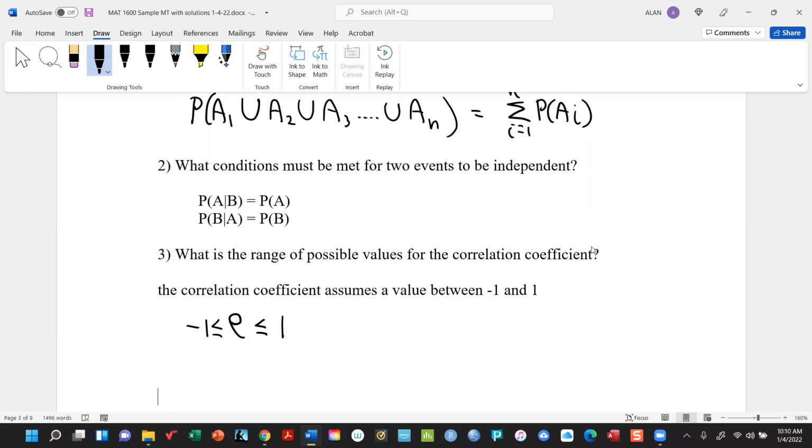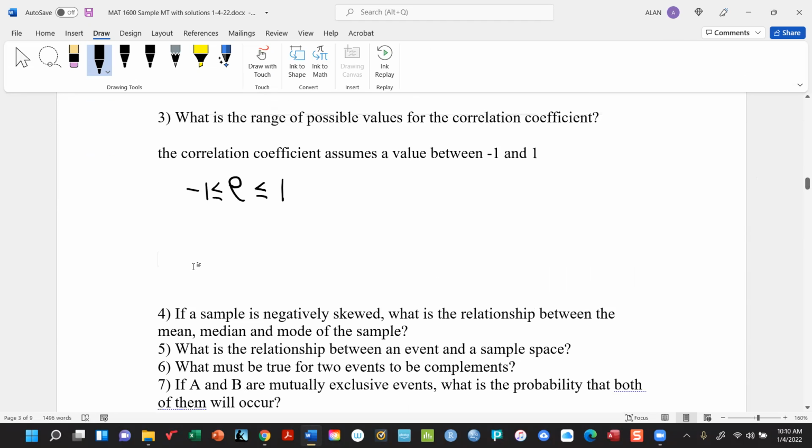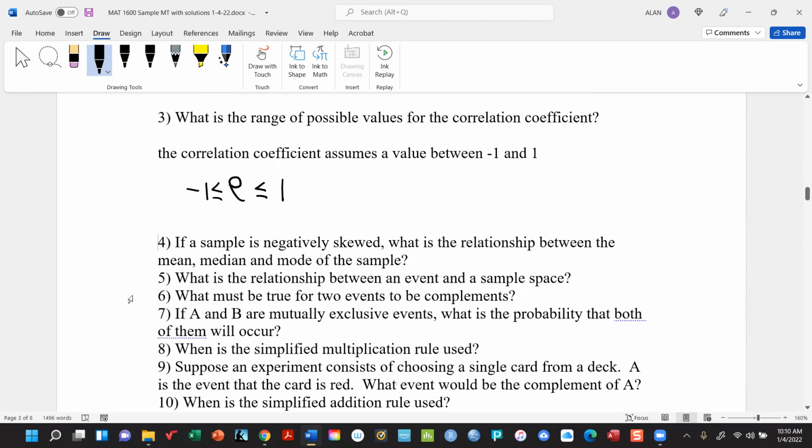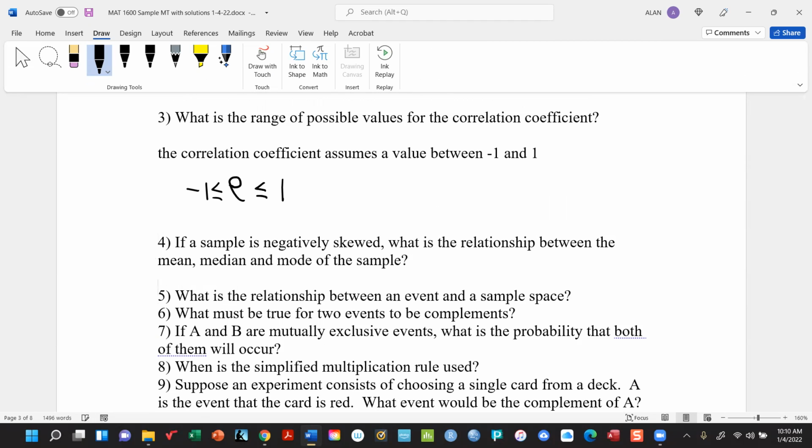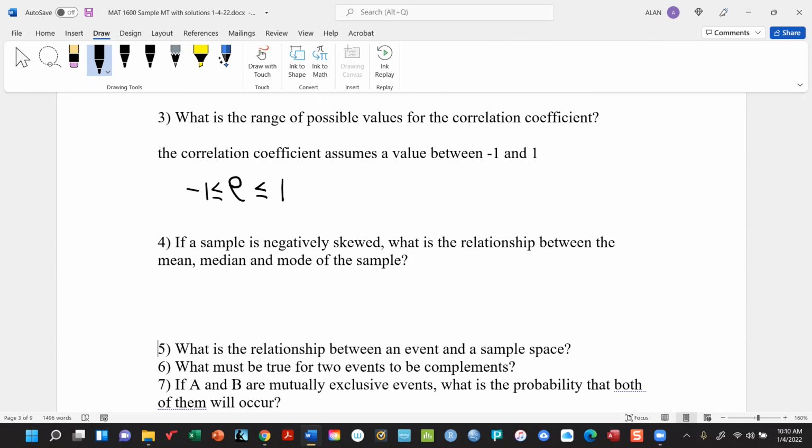Okay, so that's the range of possibilities. And of course, you recall that that's one of its big advantages over the covariance. The fact that we have an upper and a lower limit makes it much easier to interpret what our results are telling us. All right, so far so good.